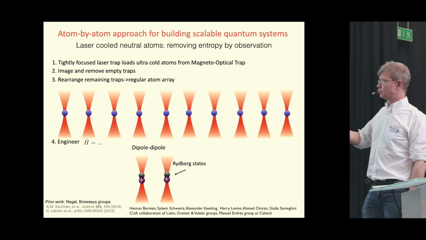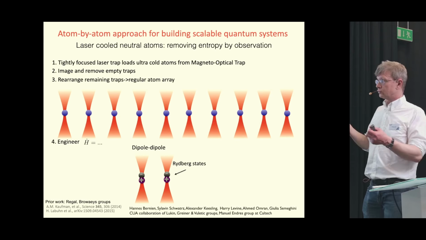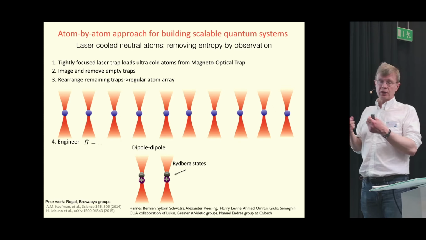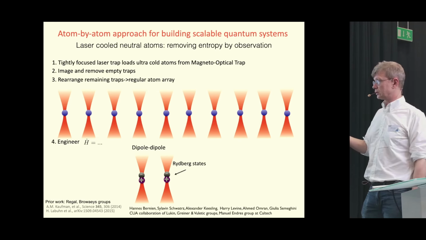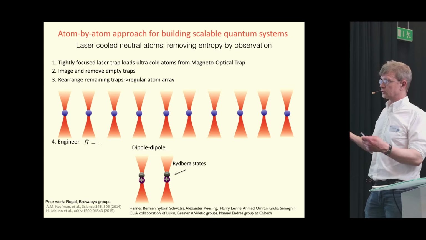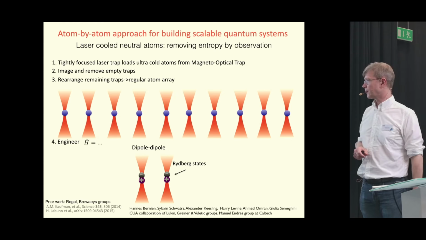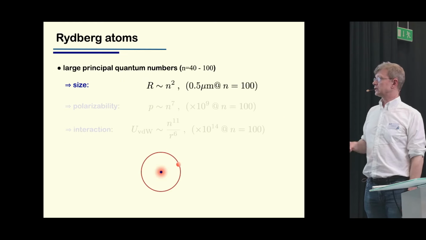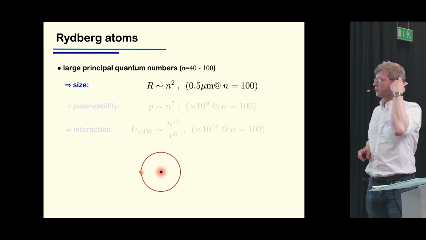To make them interact, you basically excite these atoms into the Rydberg state, and then you effectively change the interaction strength between atoms by a large number. This is what allows you to create, for example, quantum logic or things like this.